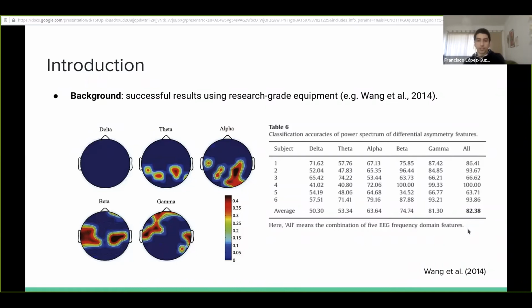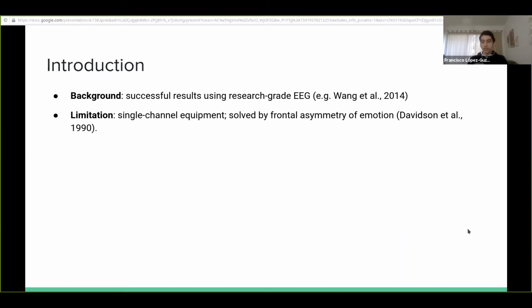they were using, as I said, research-grade equipment and multiple channels. Because we were working with a single channel, we had an extra limitation, which is that we had to place the electrodes somewhere that was adequate. And this is solved by the frontal asymmetry of emotion. This is a model that states that positive emotions are associated with higher brain activity on the left hemisphere of the frontal lobe, whereas negative emotions are associated with higher activity in the right hemisphere of the frontal lobe. So we decided to place the electrodes on the right hemisphere of the frontal lobe.